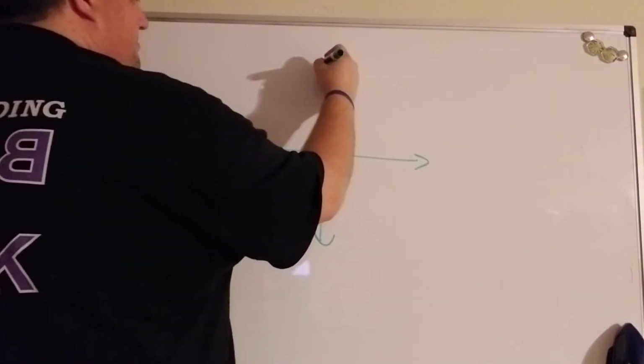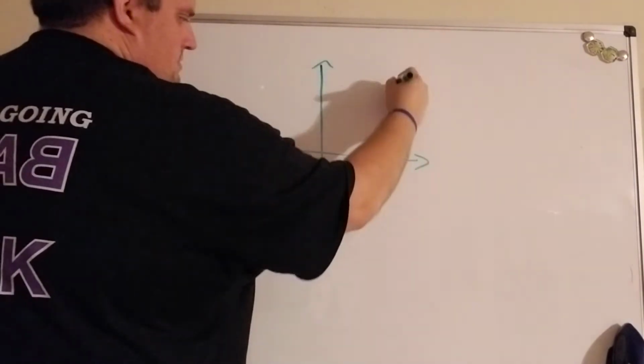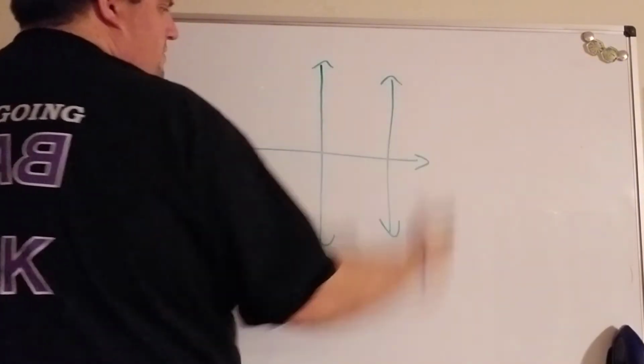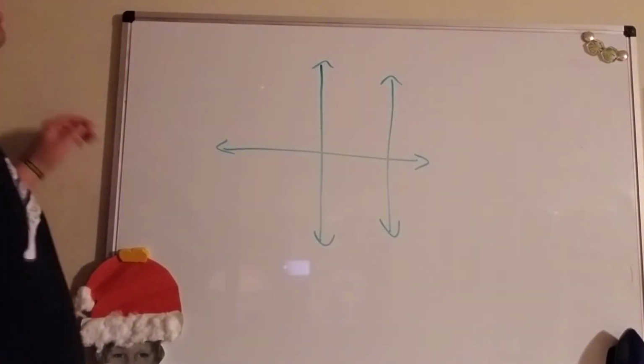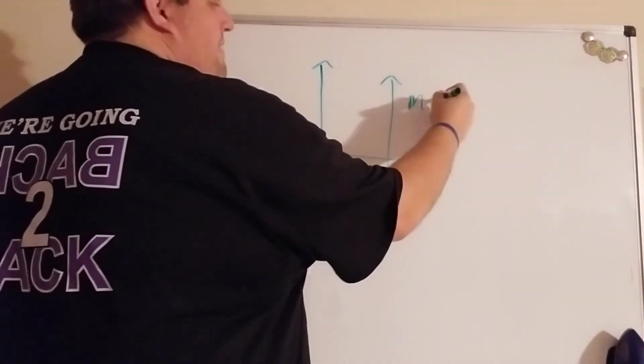My other choice is a vertical line over here. And that slope we call undefined.